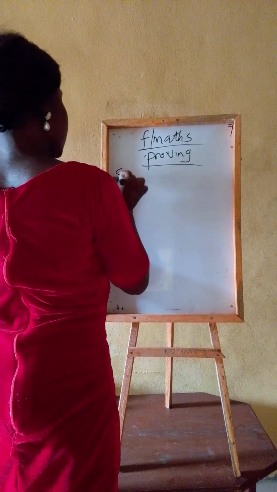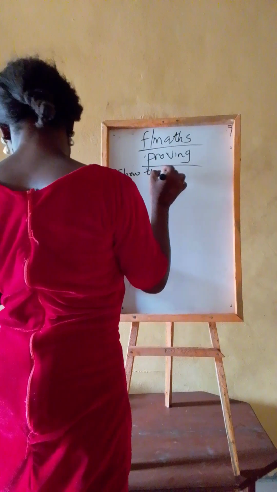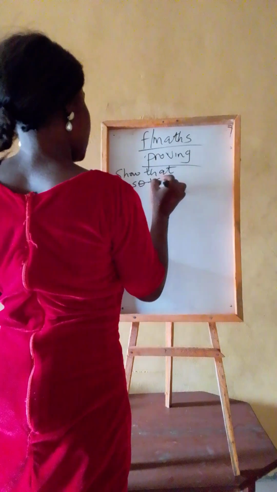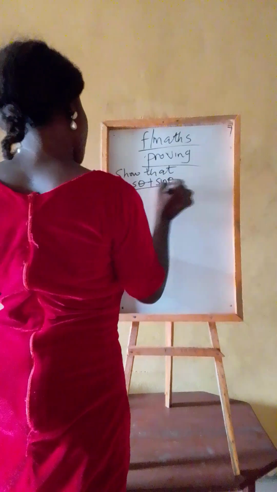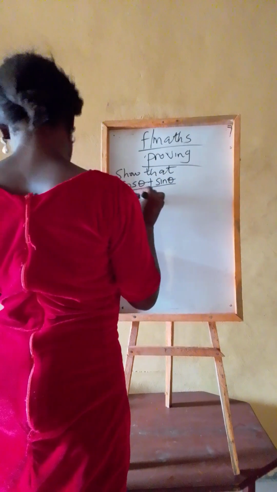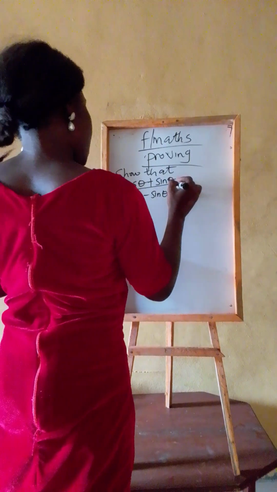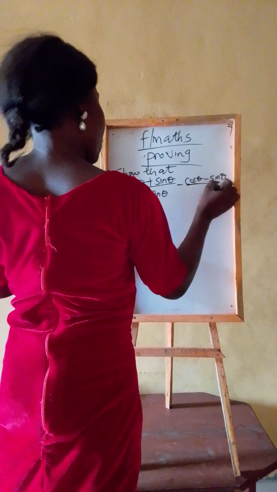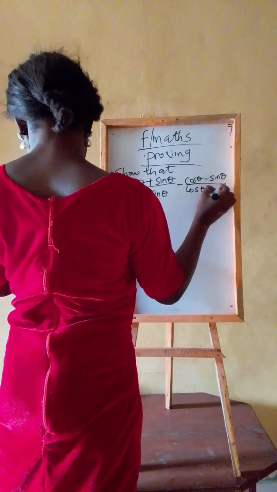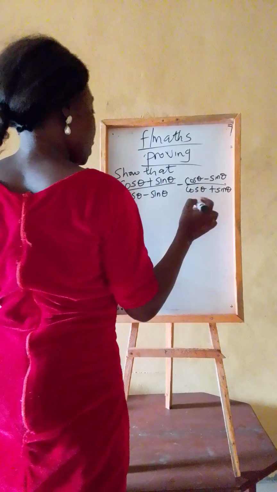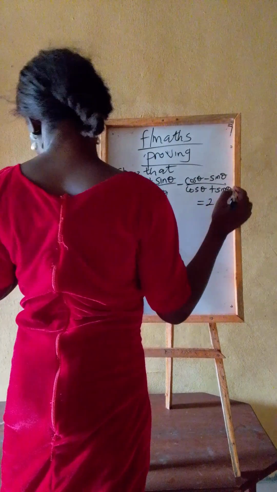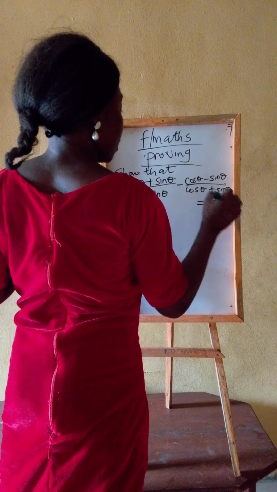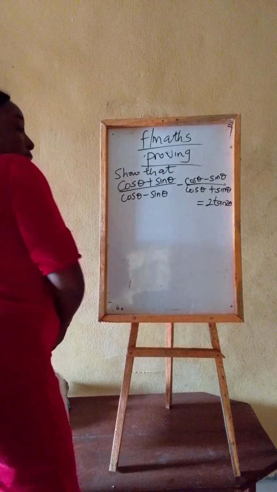So, as I showed that (cos theta plus sin theta) over (cos theta minus sin theta) minus (cos theta minus sin theta) over (cos theta plus sin theta) equals 2 tan 2 theta.